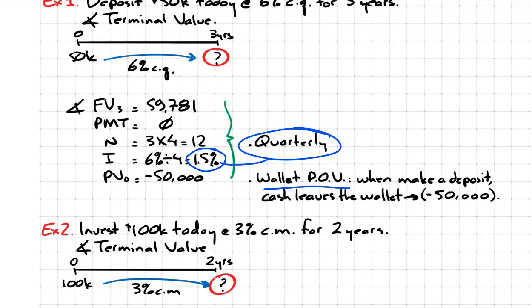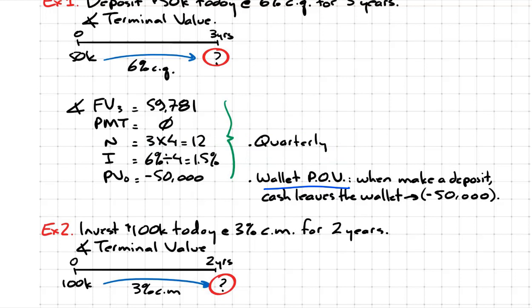Now, the term is 3 years. And if you enter 3 for N, you would get the wrong answer, because 3 is annual. You have to convert that into a quarterly basis. So there are 4 quarters in a year. So there are 12 quarters during this 3-year term.